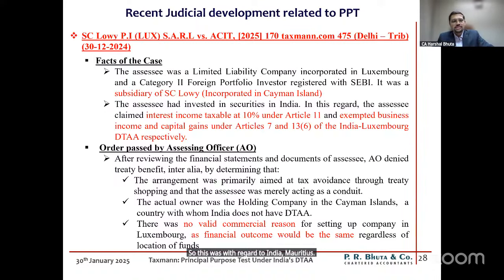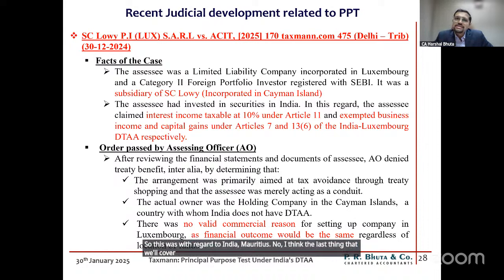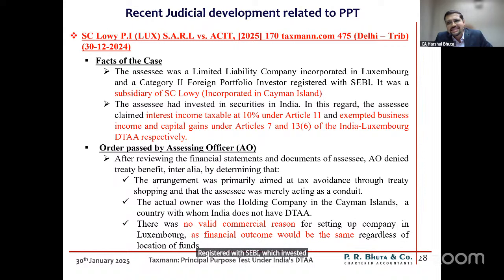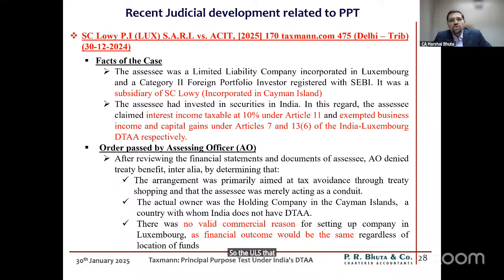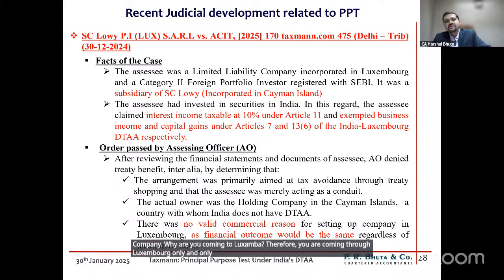Now, I think the last thing that we'll cover is the recent decision. This was a decision in the context of the India-Luxembourg DTAA. So this was again a fund, FPI Category 2, registered with SEBI, which was organized in Luxembourg and then invested in Indian securities. So it got interest income also, it got capital gains income also. So the AO alleged that originally the UBO is a Cayman Islands company. Why are you coming through Luxembourg? Therefore, you are coming through Luxembourg only and only to get the benefit of the DTAA between India and Luxembourg.